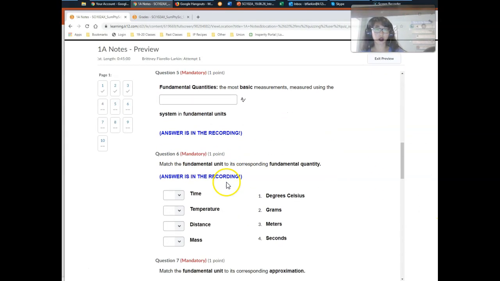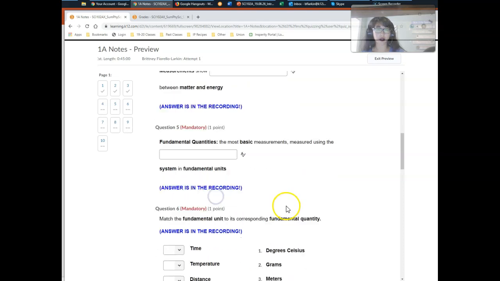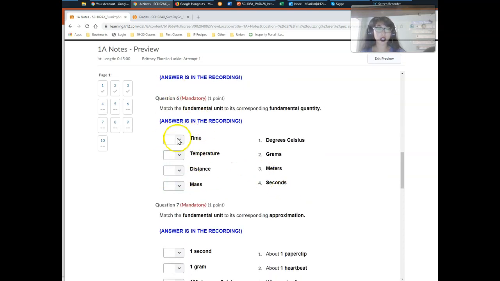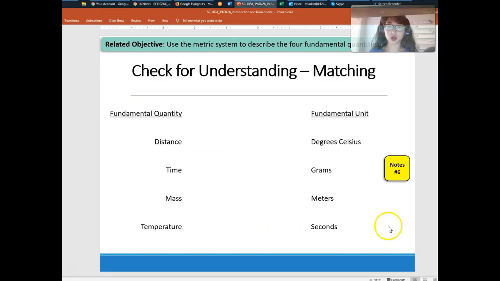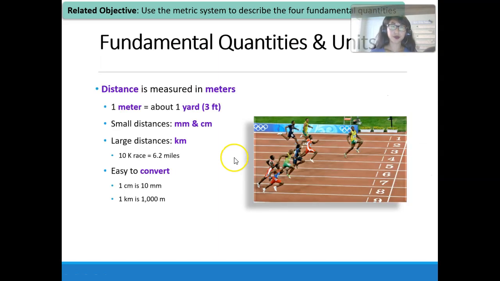All right, so going down to number 6, we already answered number 4 and number 5 in the lesson. But number 6, take a look at this. You'll notice that these are probably in a different order. But again, based on what we just went over, time is measured in seconds, so that would be number 4. Temperature is measured in degrees Celsius, that would be number 1. Distance is measured in meters, that's number 3 for me. And mass is measured in grams, which is number 2 for me. Now again, yours will probably be in a different order because they are randomized, so do not copy this. Make sure that you read yours carefully. Otherwise, you will lose credit. Okay?